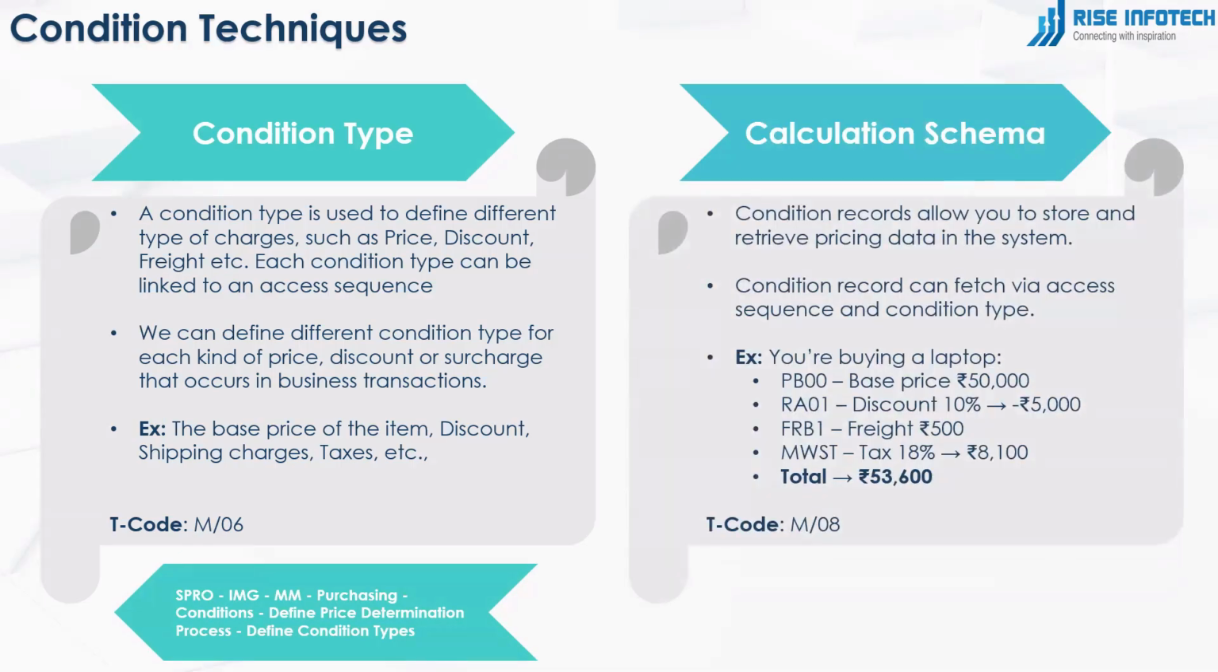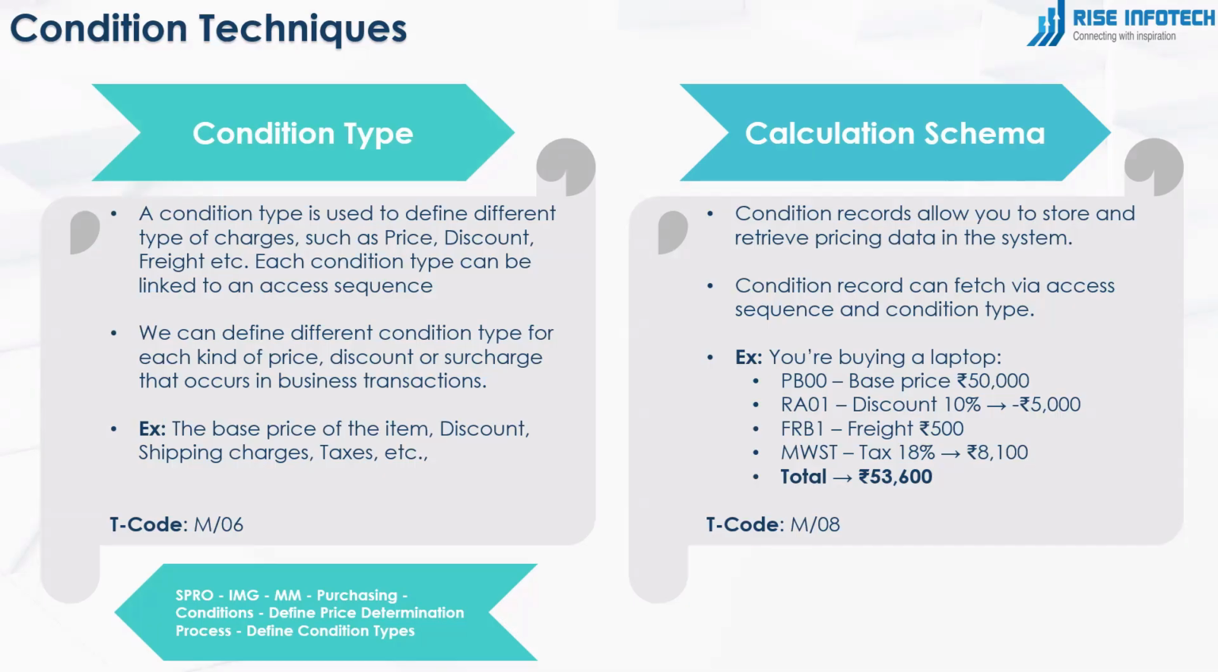So the condition records allow you to store and retrieve pricing data in the system. It combines the condition table, condition type, and access sequence for calculating the price of the material. So for example, if you are buying a laptop, we use the base price as 50,000. That will come under condition type PB000. And the next condition for discount is RA01. And for freight, the condition type is FRB1. And for tax, it is MWST.